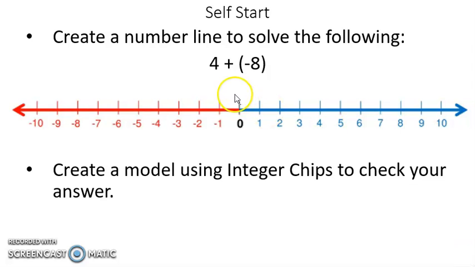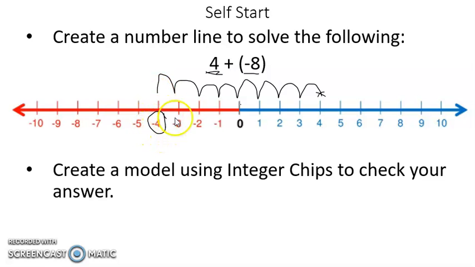All right, now that you've had a chance to do it, let's take a look at how you should have done it. The first thing you're going to do on a number line is start at the first number. So I'm going to start at 4. I'm really good at drawing with computers, so get excited for this. If I start at 4, now I'm going to go 8 steps to the left because it's negative. 1, 2, 3, 4, 5, 6, 7, 8. Where did I land? -4.